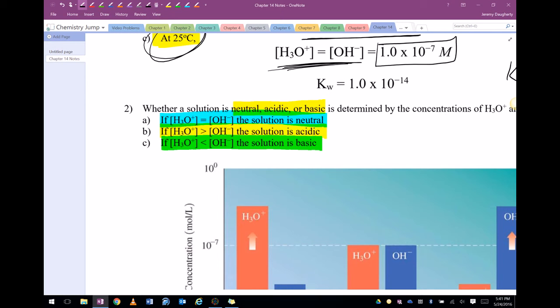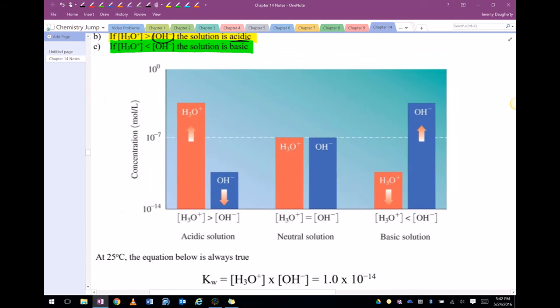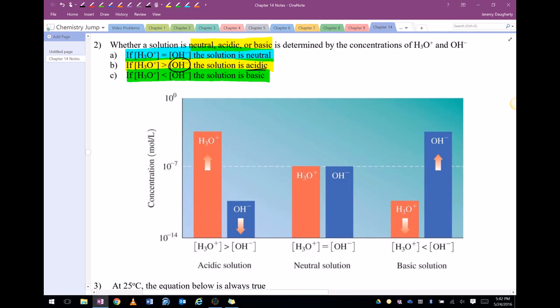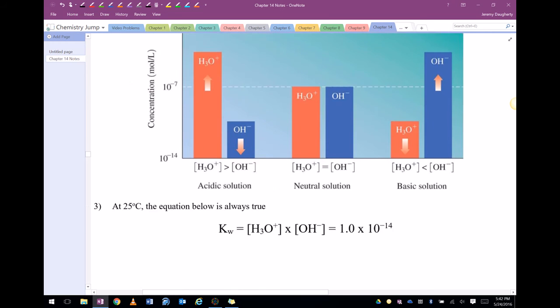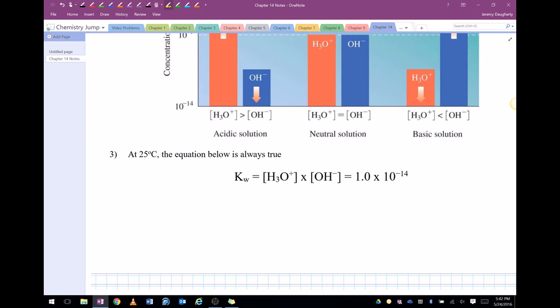But what's important here is even an acidic solution is going to have some hydroxide in it because it has water. So even if it's just pure HCl aqueous, that aqueous means it's dissolved in water, and so it's going to have some hydroxide in there. One thing to remember, at 25 degrees Celsius, this is always true. And we'll see how we use that whenever we start calculating pH.